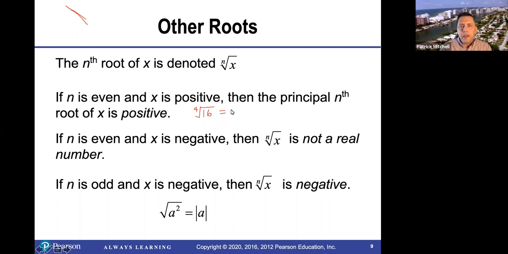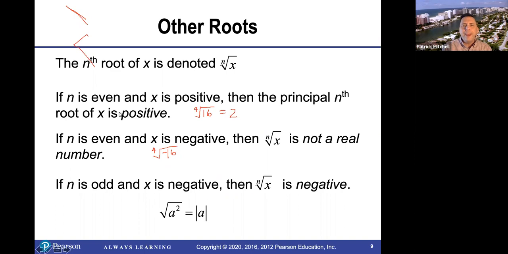Okay. Now, if n is even and x is negative, then the nth root of x is not a real number. So, for example, the fourth root of, well, negative 16. And the reason this would not be a real number is because it is not possible to raise any real number to the fourth power and get a negative number. Any real number to the fourth power is going to be positive, or at worst, it's going to be 0. Okay, so this would not be a real number.